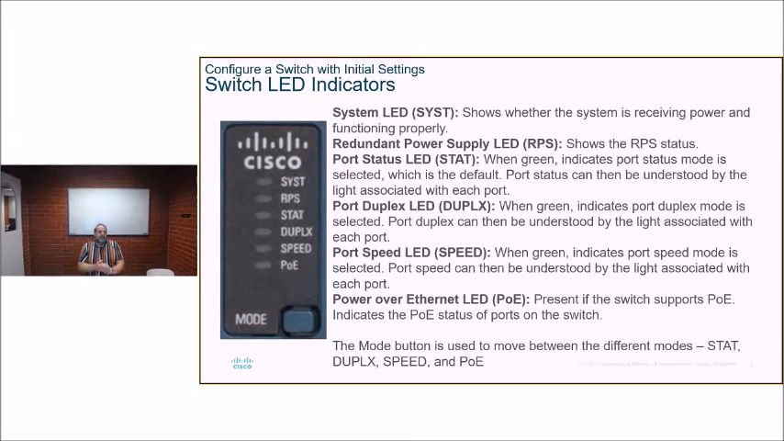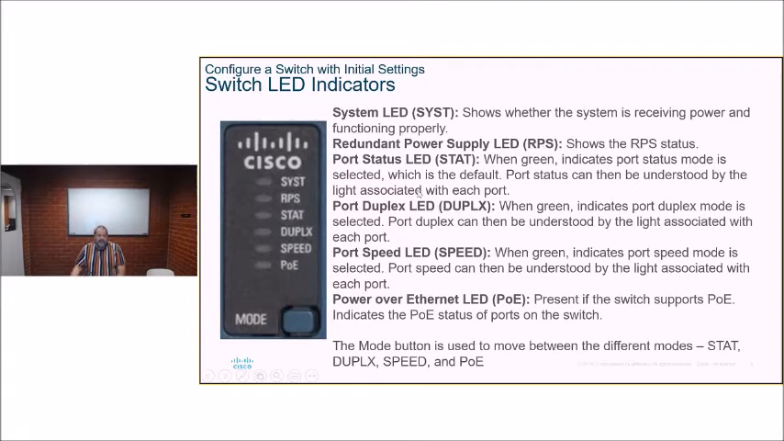On a switch, there are some LEDs that tell you the status of different things. There's a system LED, which shows whether the system is receiving power and functioning properly. The colour, and whether it's flashing or not, will tell you that. It will also tell you if there's a redundant power supply connected. So if your 240 volts drops off, it can run from your RPS and give you some reliability. Then there's the port status LED. Green indicates the port status mode is selected, which is the default.